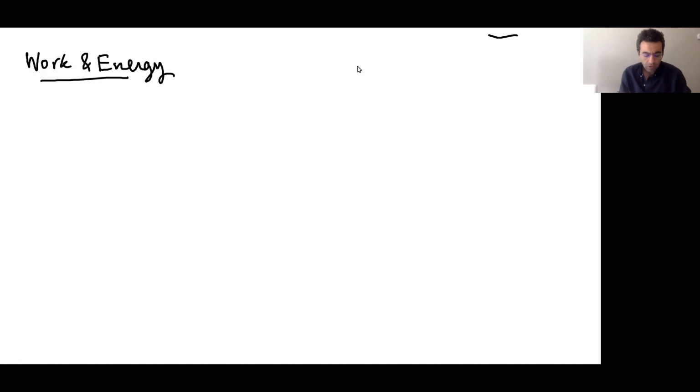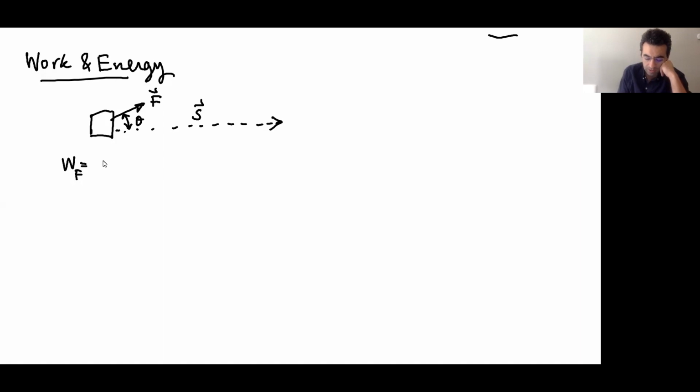Okay, so we're talking about work and energy, and the story here is that suppose you have an object experiencing a force, and that force happens to the object during a displacement. And suppose the force is being directed at some angle theta, then we say that the work done by the force F as the object is displaced by displacement S is equal to the force times the displacement times cosine of the angle between the force and the displacement.